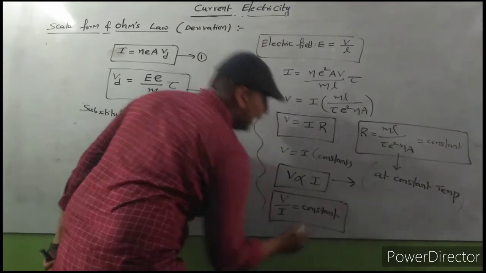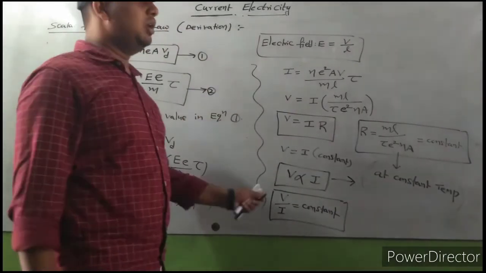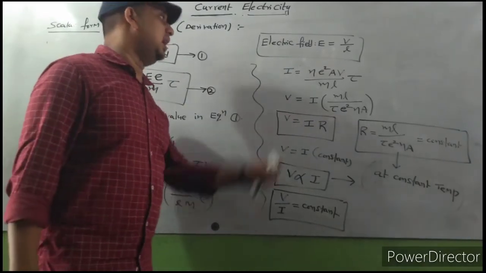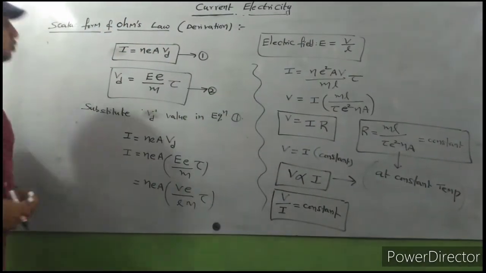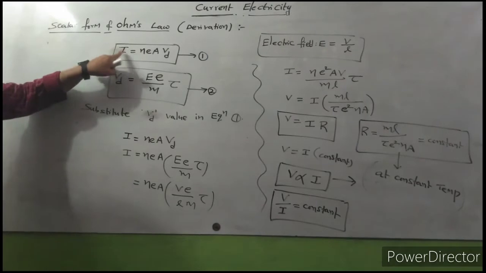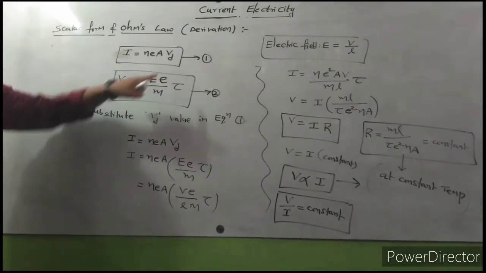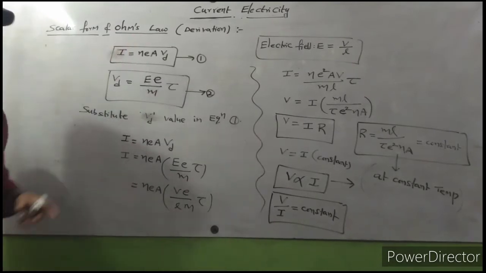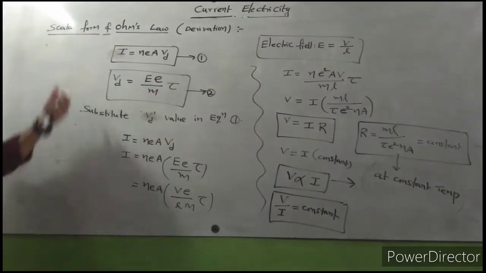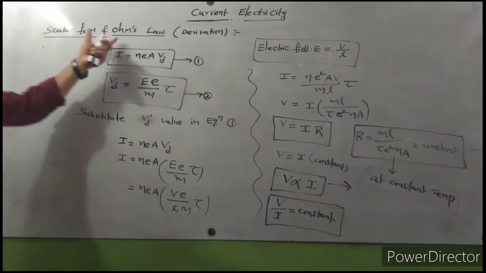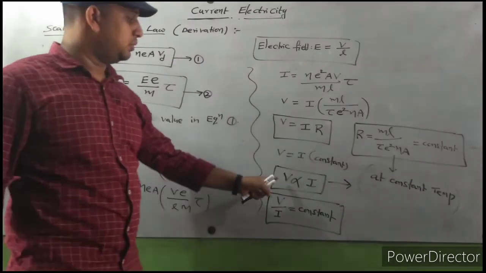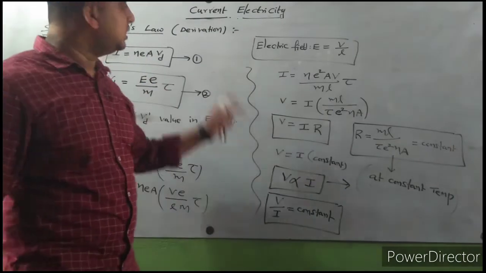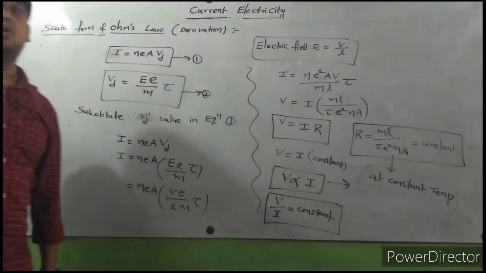So if V by I is equal to constant, then only Ohm's law is valid. By using the electric current and drift velocity relation formula, we derived here the scalar form of Ohm's law. Finally we got that the potential difference is directly proportional to electric current. So this is about the scalar form of Ohm's law.